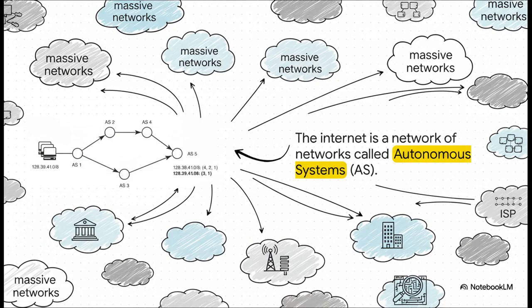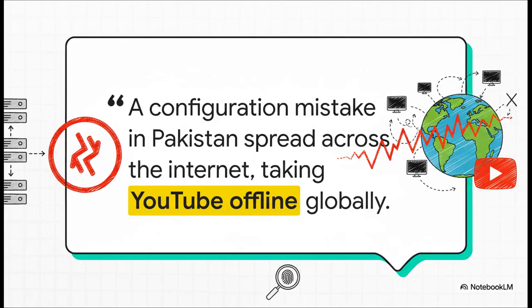And if we zoom out, the entire internet is really a network of these massive networks called autonomous systems, or AS for short. They're run by big universities, corporations, and internet service providers. So when you send some data, it doesn't just take one direct road. It actually hops between these huge systems with routers constantly figuring out the shortest and most efficient path to get where it's going. And this system is unbelievably powerful, but it can also be pretty fragile.